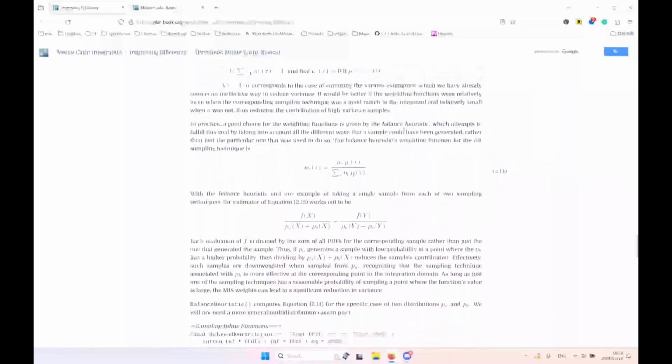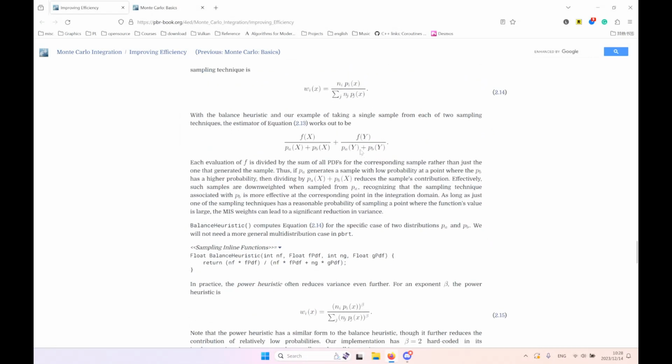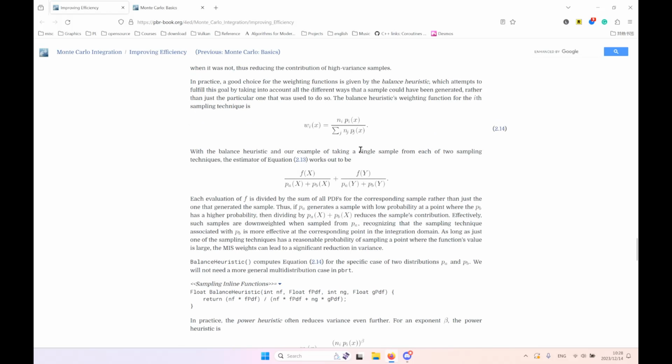The next equation I think makes it a little bit clearer. You can see it's the value of the sample divided by the sum of all of the probabilities of drawing that sample from each distribution. So in that next one, if you drew X, you get the probability of drawing X from the first distribution and add it to the second one. And you just do that for all of the different samples you take.